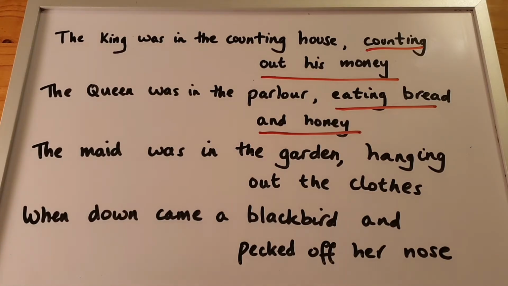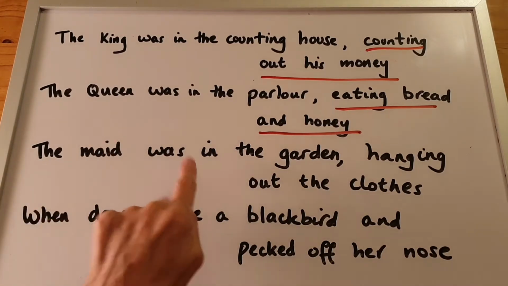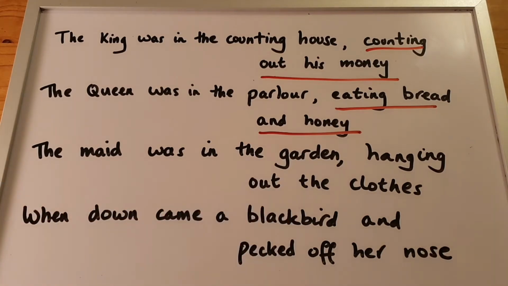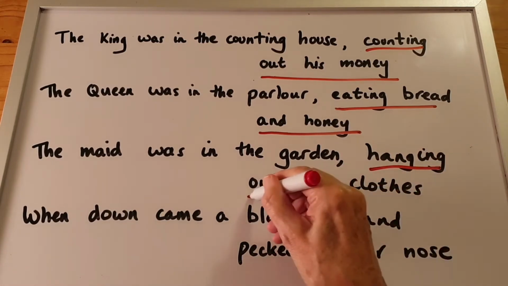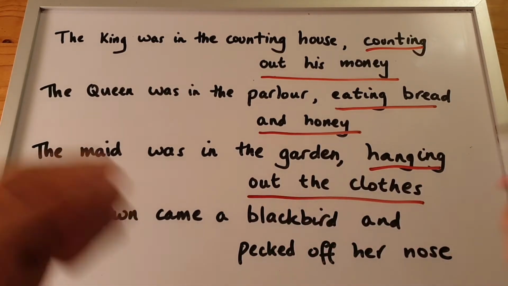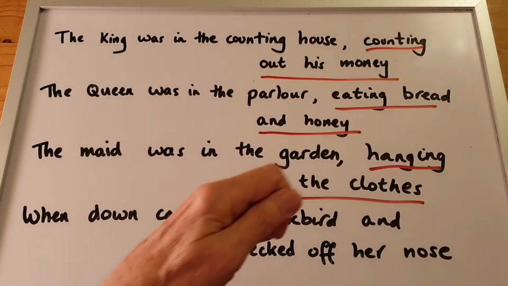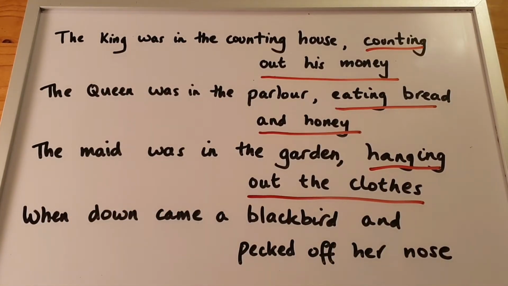The maid, she was in the garden. What was she doing? She was hanging out the clothes. You can see the picture. The maid is in the garden. She has all the washing. She's hanging it on the line. The maid was in the garden hanging out the clothes. Another ing clause.